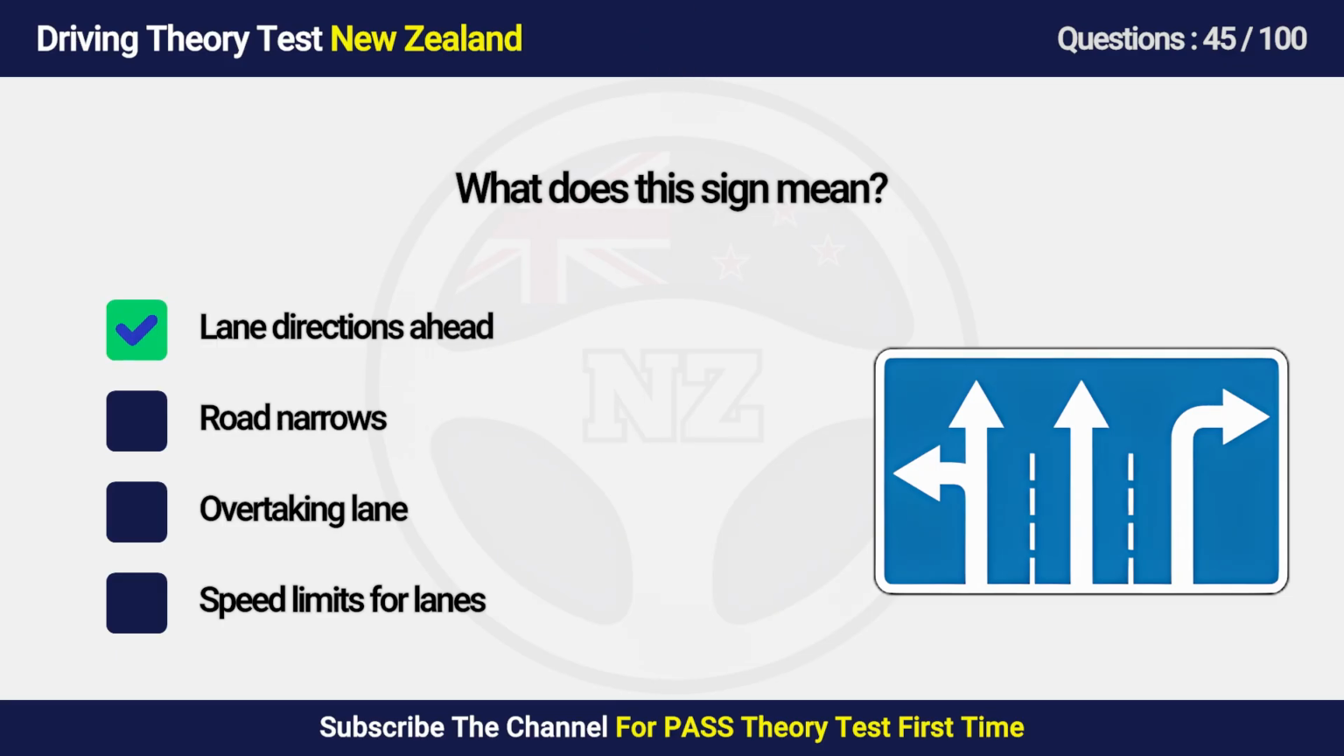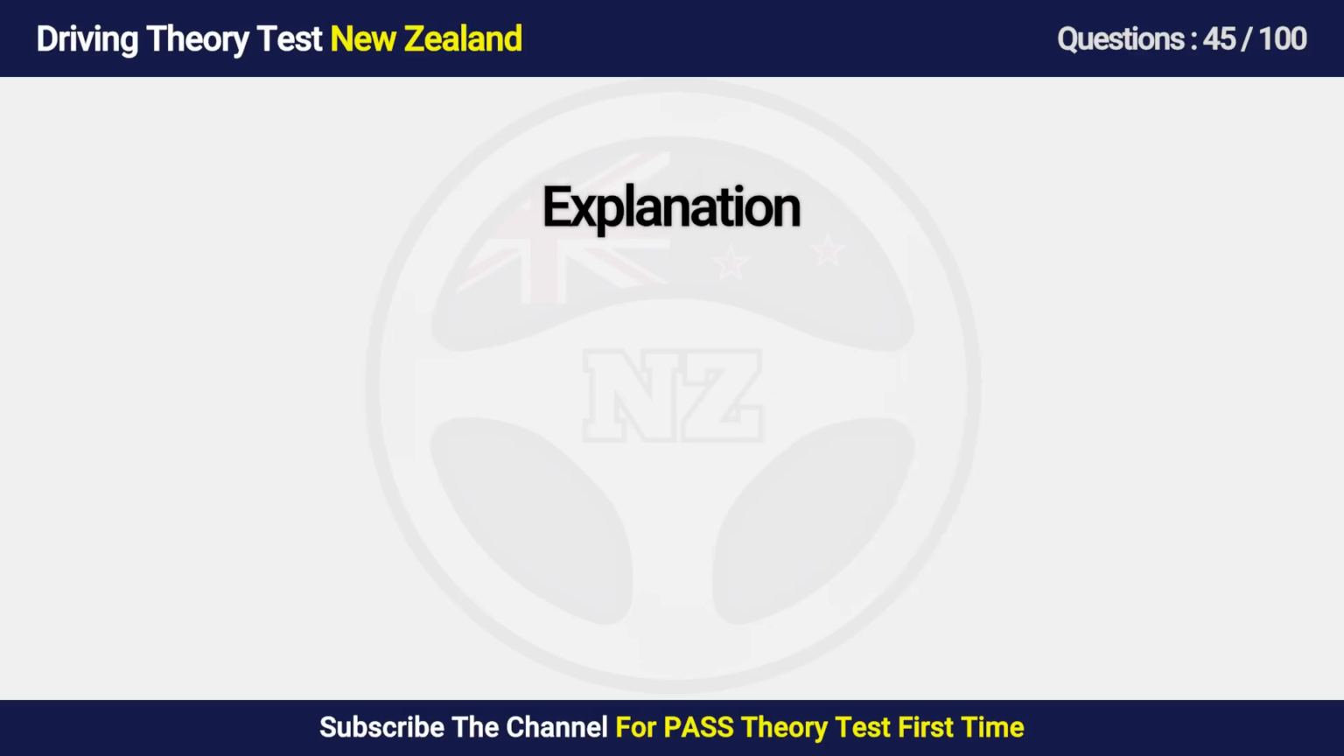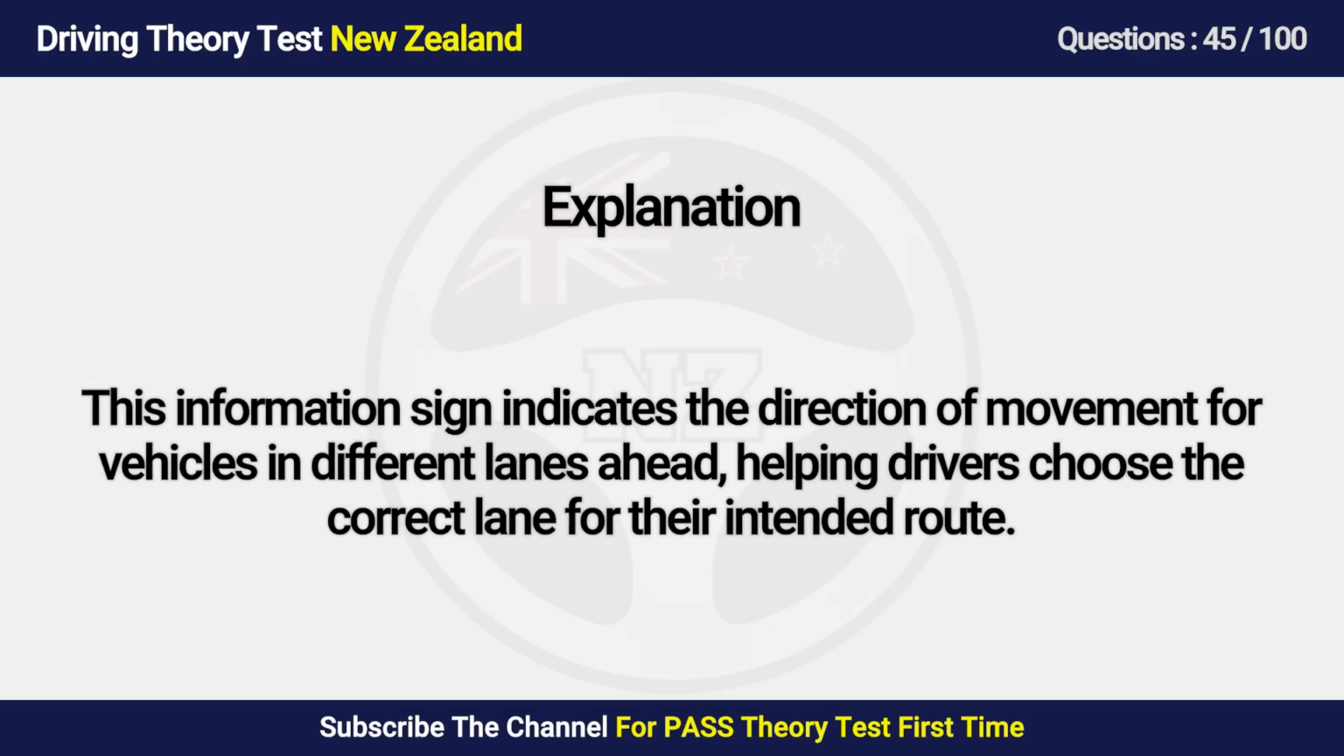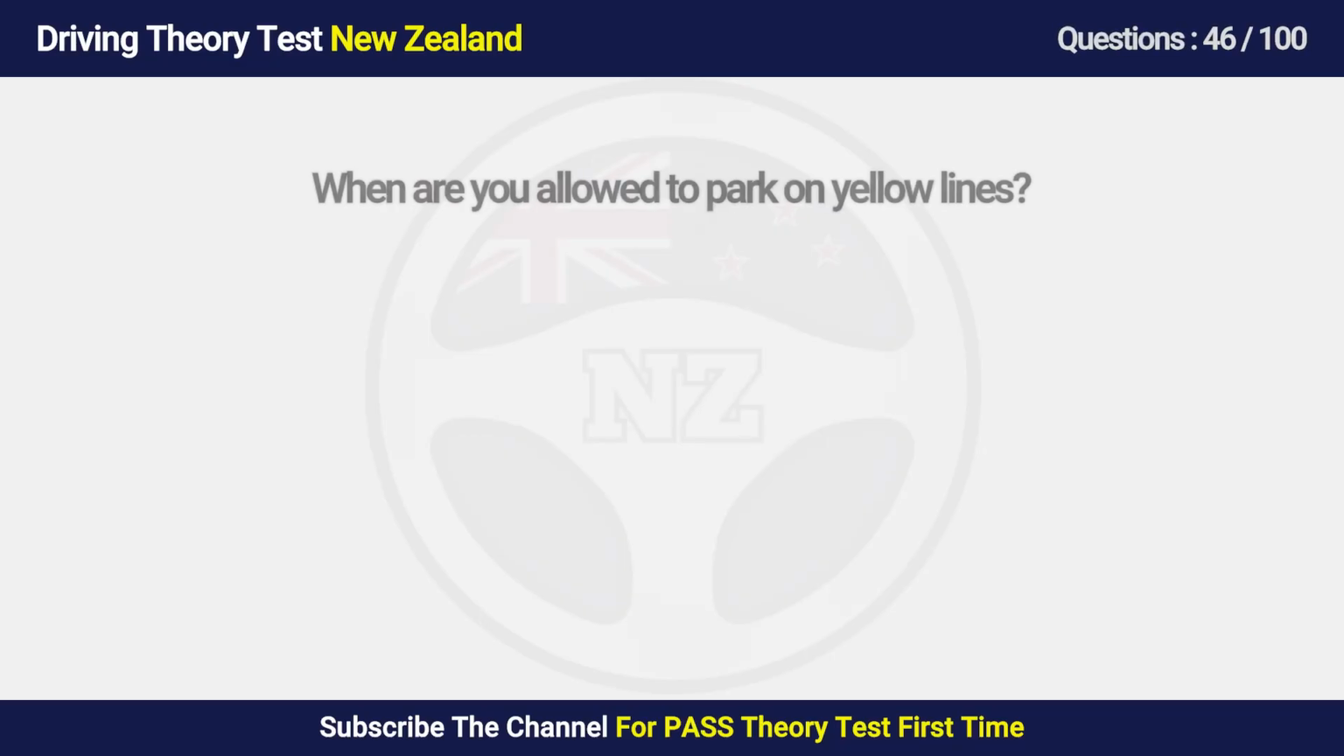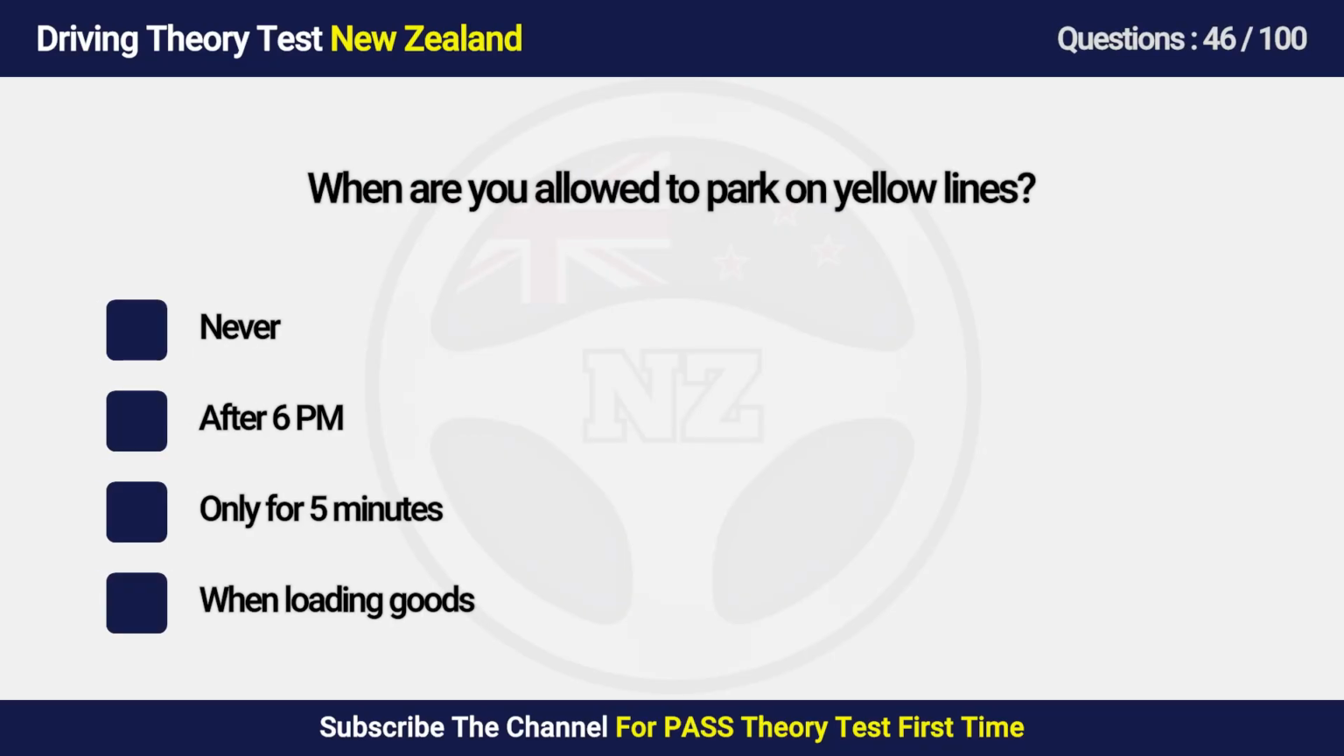Answer is A, lane directions ahead. This information sign indicates the direction of movement for vehicles in different lanes ahead, helping drivers choose the correct lane for their intended route. Question 46. When are you allowed to park on yellow lines?